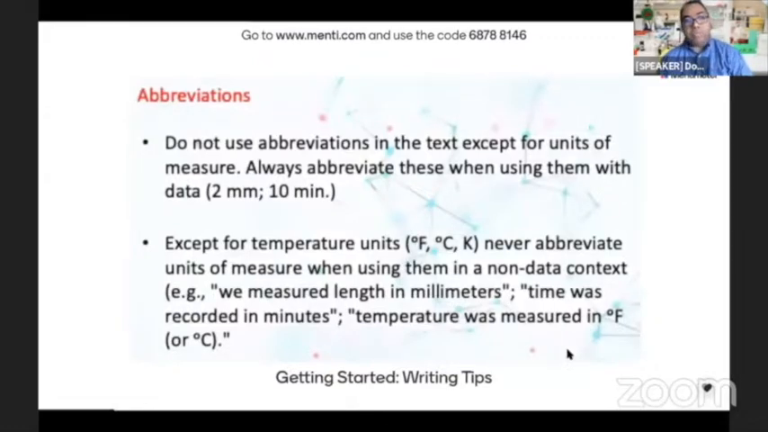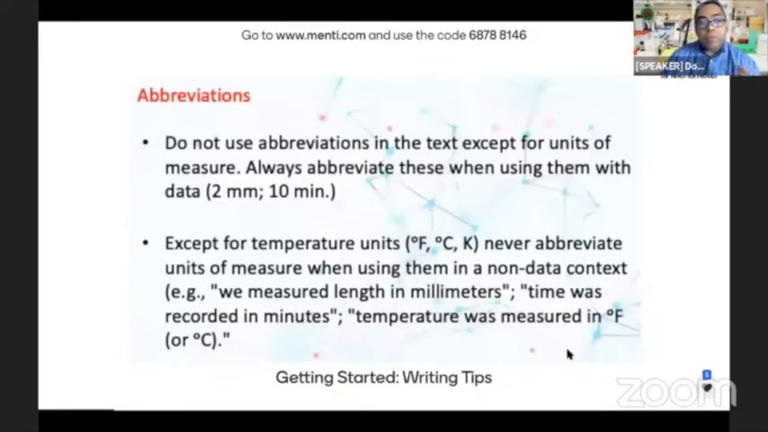Okay, abbreviations. Do not use abbreviations in the text except for units of measure. No? So abbreviate these when using them with your given data. So 2 millimeters, mm, 10 minutes. So pwede yun. Now, except for temperature units, degrees Fahrenheit, degrees Celsius, Kelvin, never abbreviate units of measure when using them in a non-data context. Okay? Kapag wala ka naman data doon, then do not abbreviate.